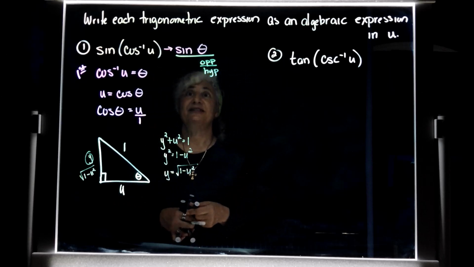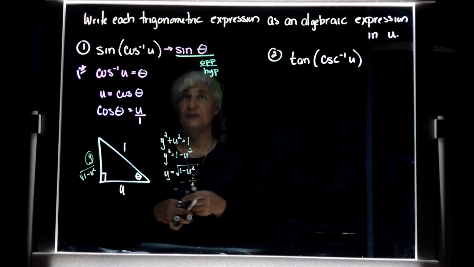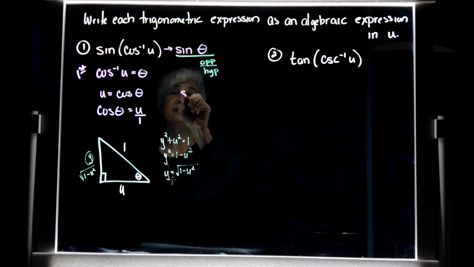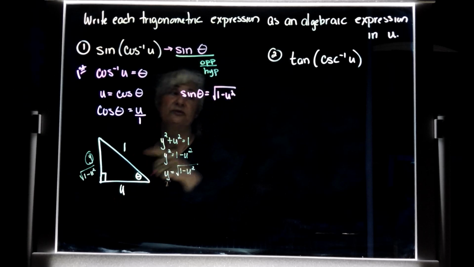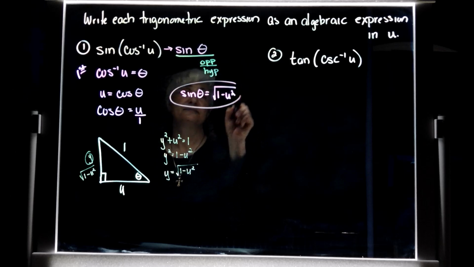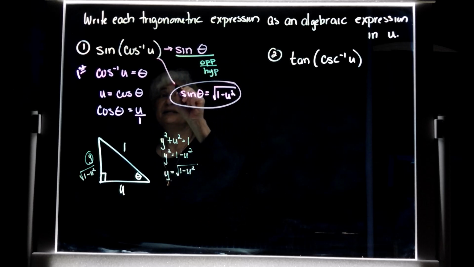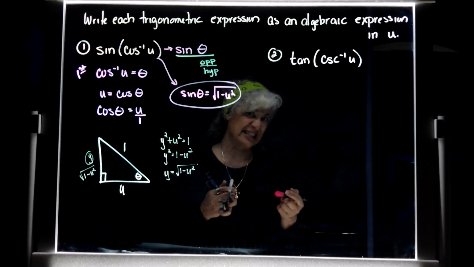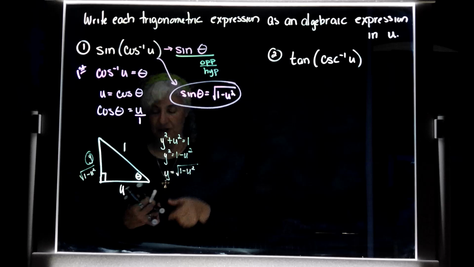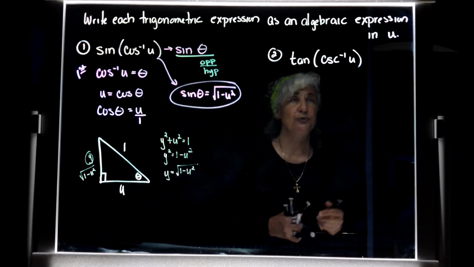which means when I find the sine of theta, it is going to be equal to opposite, the square root of 1 minus u squared, over hypotenuse, which is simply 1. That is this algebraic expression. Good? Makes sense? Excellent. Okay, let's look at problem number 2.